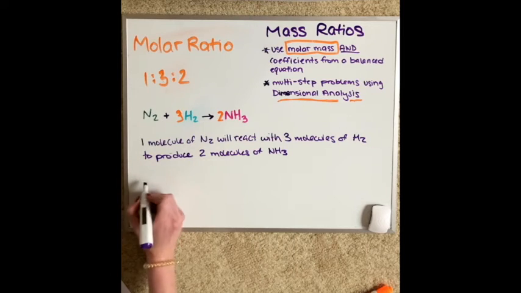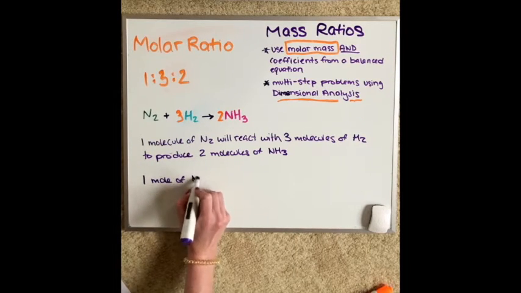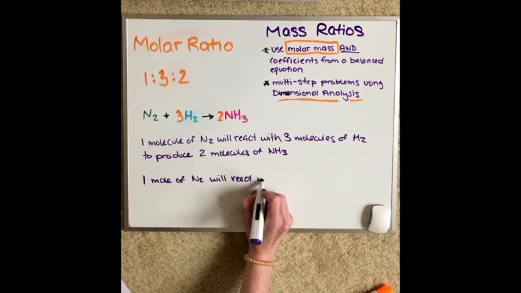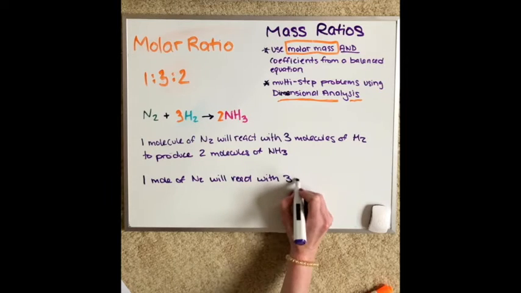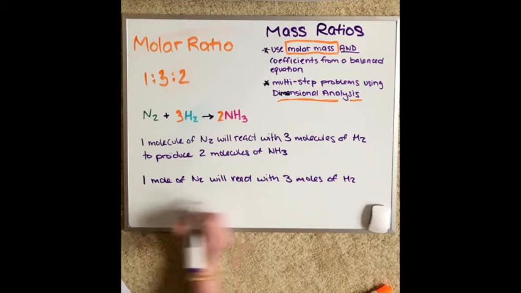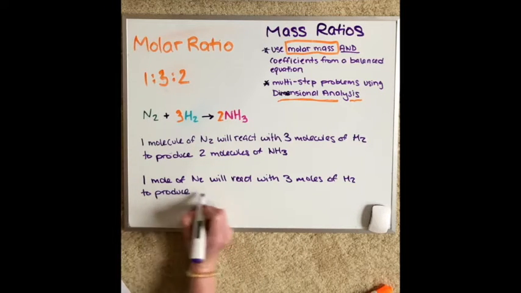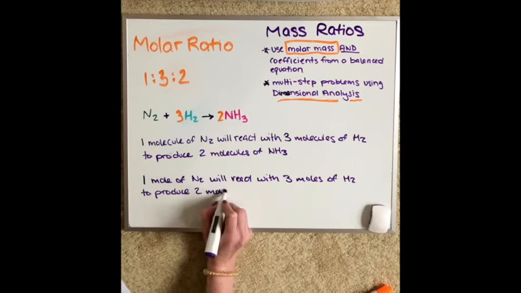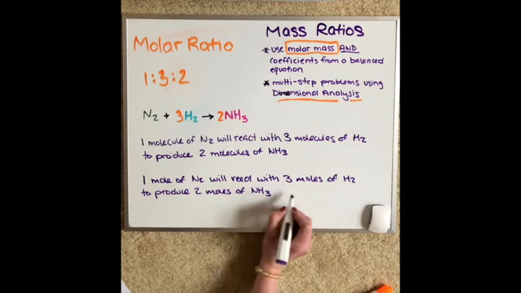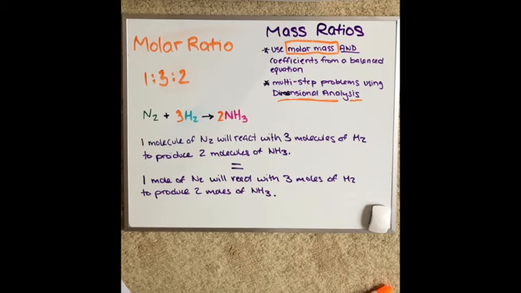23rd, would be to say 1 mole of N2 will react with 3 moles of H2 to produce 2 moles of NH3. And those 2 statements are equal. They are equivalent. Why is that?